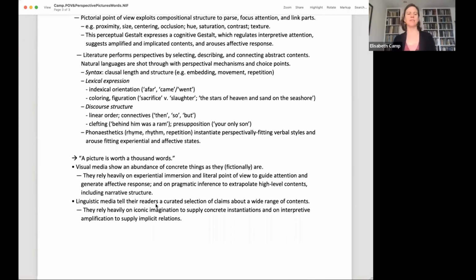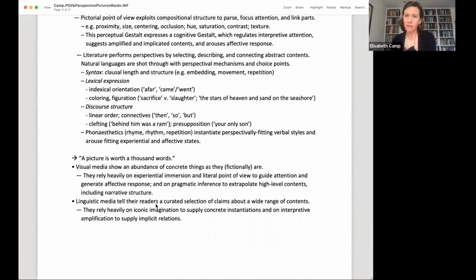Now in conclusion, I think we can make a little bit more good on this canard that a picture is worth a thousand words. On the one hand, visual media show an abundance of concrete things as they at least fictionally are. And they rely heavily on experiential immersion and literal point of view to guide attention, including high level interpretive attention, and to generate commensurate affective responses.